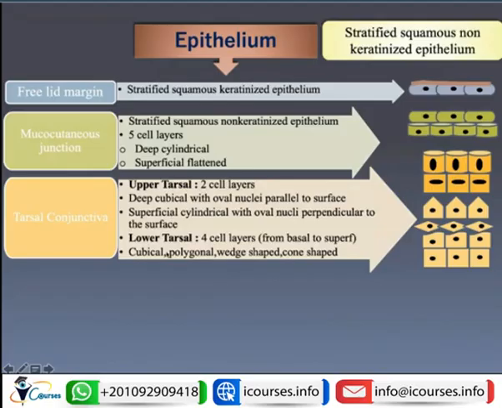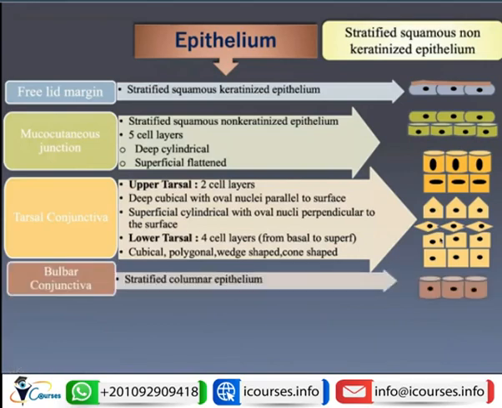On the other hand, the lower tarsus has a different cellular arrangement, meaning that it has 4 cellular layers. From deep to superficial, the deepest are cubical. Then we have polygonal, then wedge-shaped, then cone-shaped cells. These are the arrangements of cells in the epithelium of the lower tarsus.